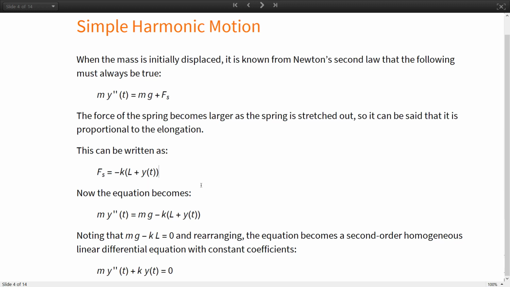With this definition for the force of the spring, we can write Newton's second law as this. Note that mg minus kL is zero. This is by definition, since the force of the spring when elongated from its unstretched point by a length L is equal to the force of gravity on the object. Canceling out these terms, we get a second-order homogeneous differential equation to describe the simple harmonic motion of the mass on a spring.